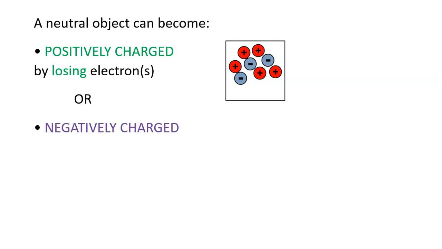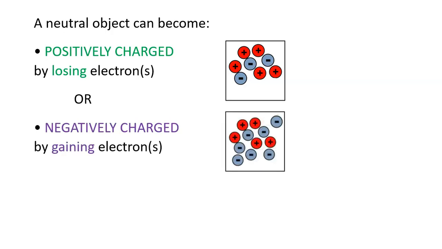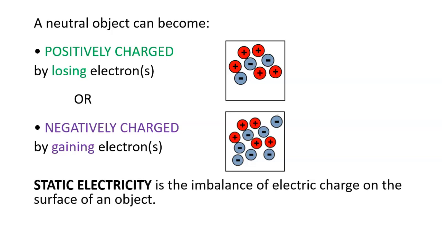The other option is it might get a negative charge. Okay, and it would do that by gaining electrons. So look at this picture. We've got 5 positive charges, but it has gained 2 negative charges. So there's an excess of negative charges. Static electricity is the imbalance of electric charge on the surface of an object.